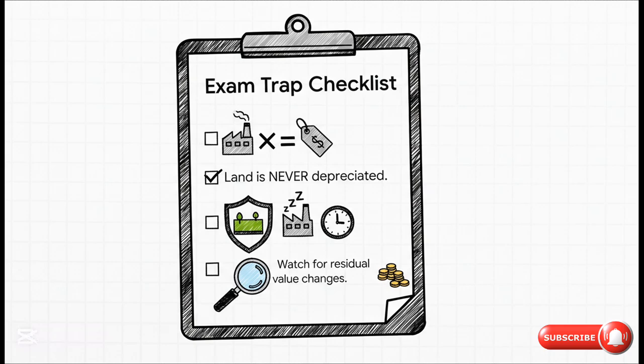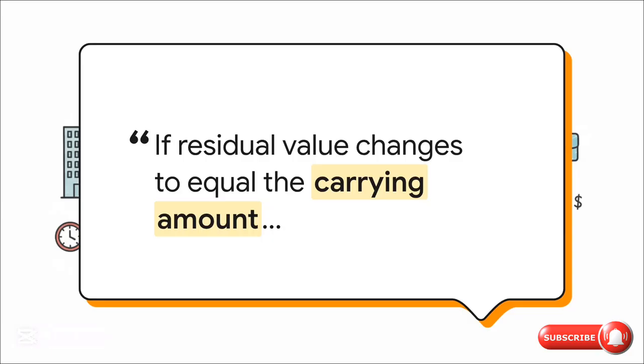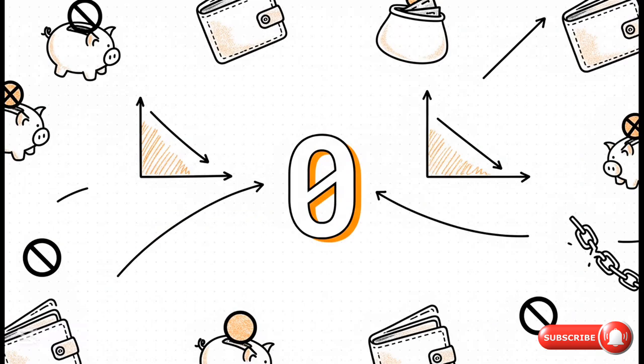But this last point, oh, this is where it gets really clever. So pay very close attention to this one. What happens if, partway through an asset's life, you get new information and now you think its estimated residual value is actually equal to its current carrying amount on the books? What would the depreciation expense be for that period? Think about it. The depreciation expense becomes zero, a big fat zero.